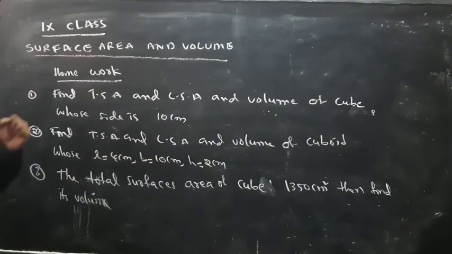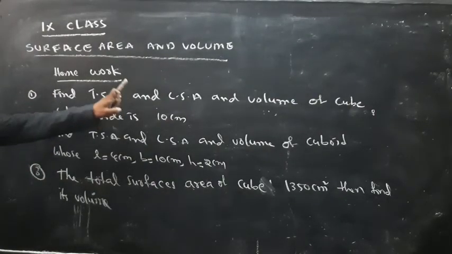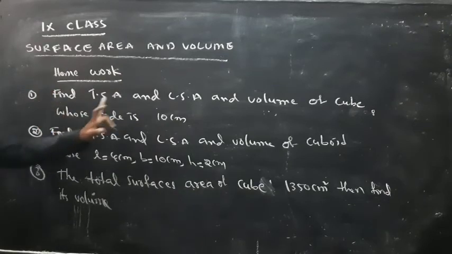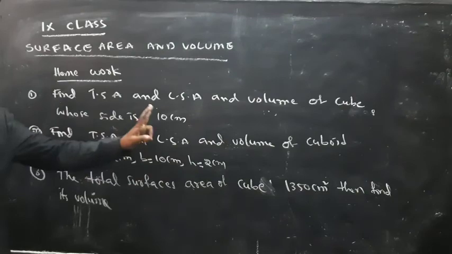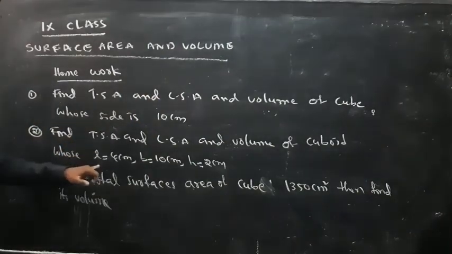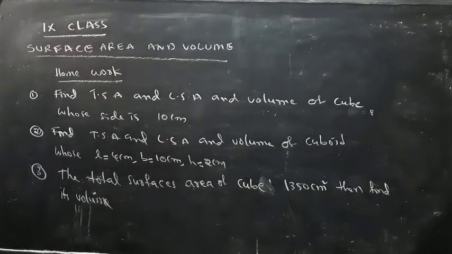9th class students, here is the homework on today's class. Find the TSA and LSA and volume of a cube whose side is 10 centimeters. Find TSA and LSA and volume of cuboid whose length is equal to 4 centimeters, breadth is equal to 10 centimeters, height is equal to 2 centimeters.